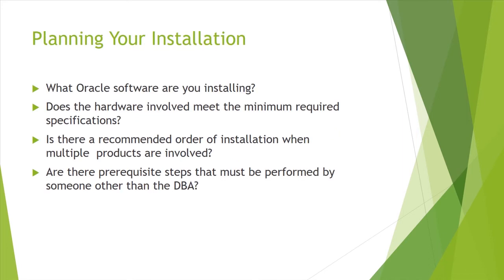Planning your installation. What Oracle software are you installing? Before you try to install the software on a Linux or Windows environment, you have to download the correct media for your platform. For example, if you plan to install Oracle Database 12c on a 64-bit Linux environment, you have to download the correct media for Linux 64-bit. If you plan to use Enterprise Edition, there is a specific media for Enterprise Edition. If we are planning to use Standard Edition, there is a media for Standard Edition.